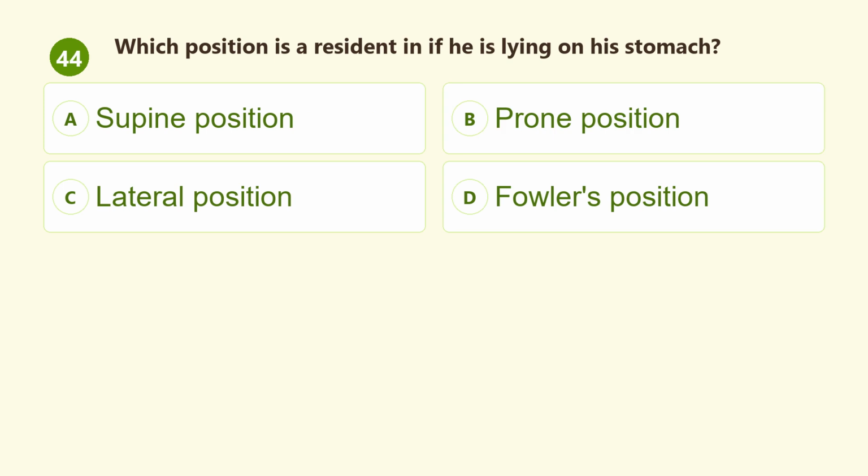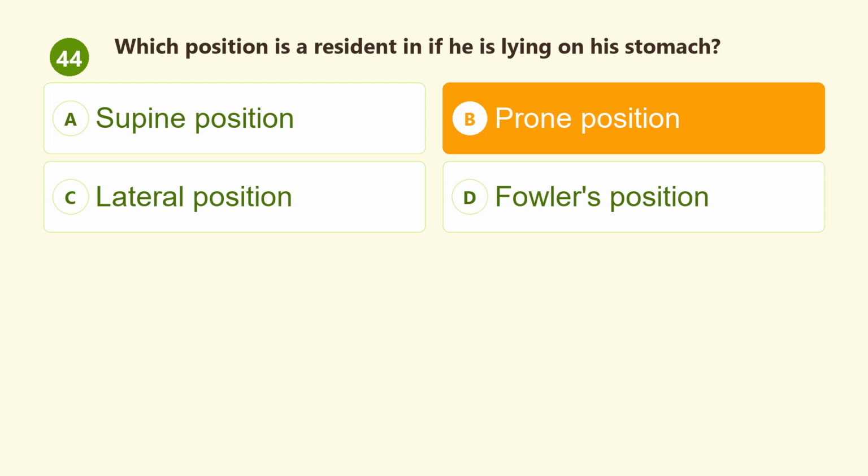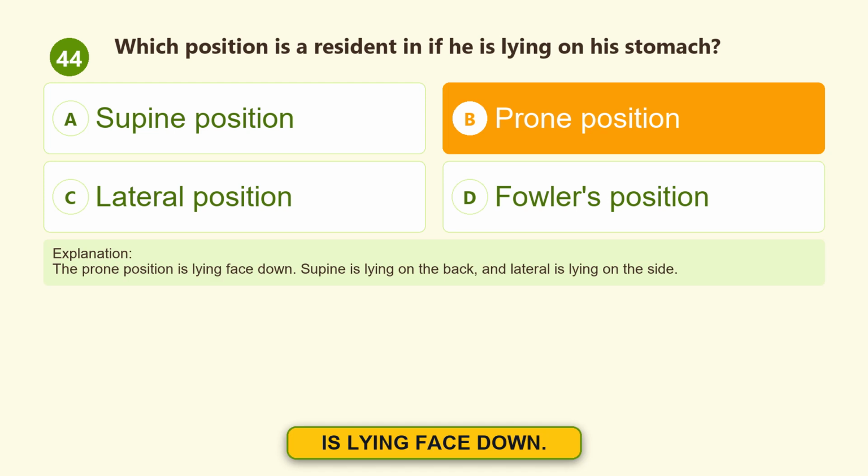Question 44. Which position is a resident in if he is lying on his stomach? Option A. Supine position. Option B. Prone position. Option C. Lateral position. Option D. Fowler's position. The correct answer is option B, prone position. The prone position is lying face down, supine is lying on the back, and lateral is lying on the side.